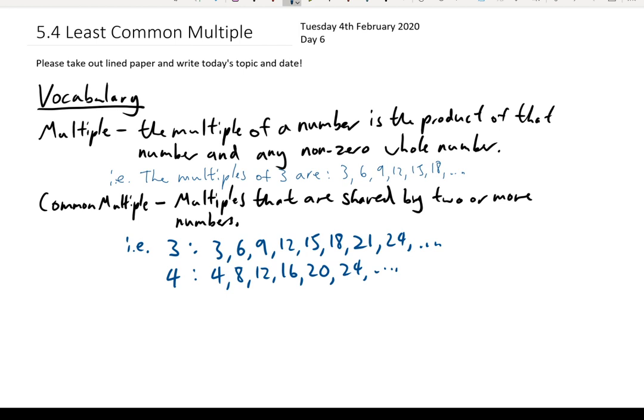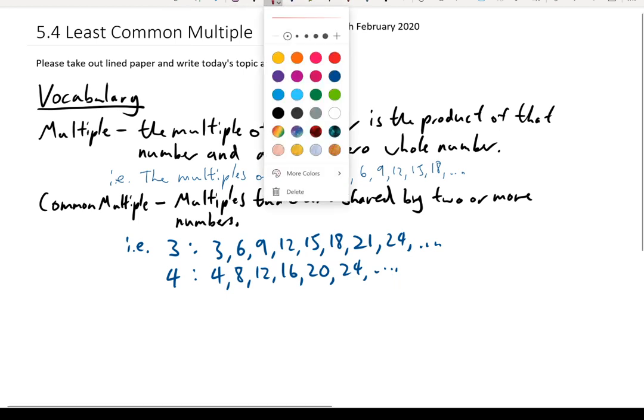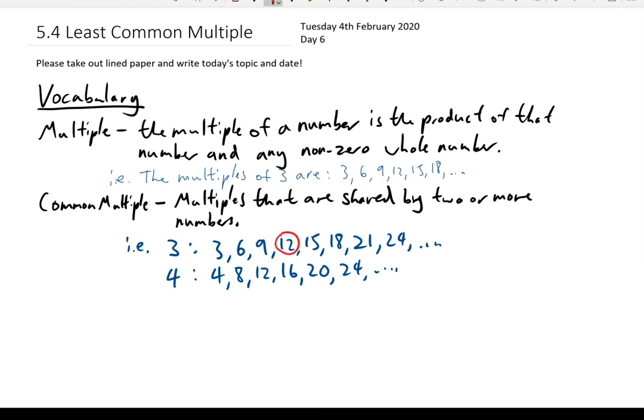Okay, so for the multiples that are shared by these two numbers, I'm going to go through these two lists of multiples, and then I'm going to circle the multiples that are common to both of them. So numbers that are in common, such as we have 12 over here, these are the same. And then next, if we continue up the list, we also have 24, that is also common. And then if you list out further, there's also 36 and 36 that will be common as well. These are what we call common multiples.